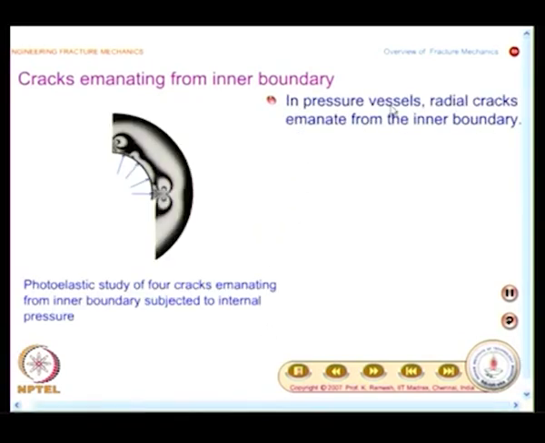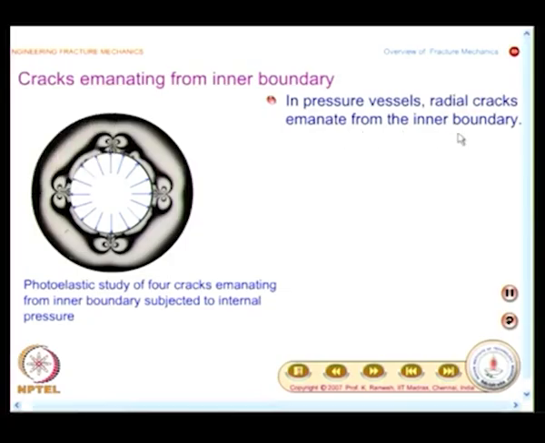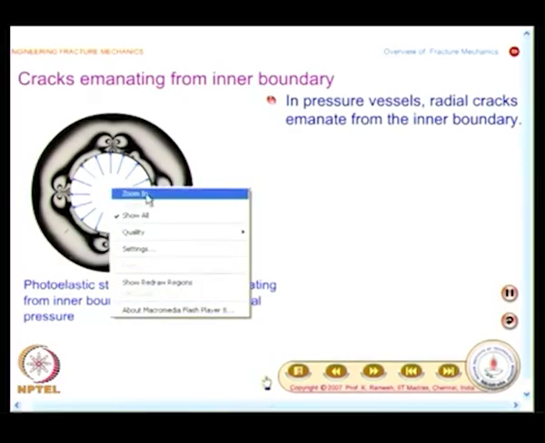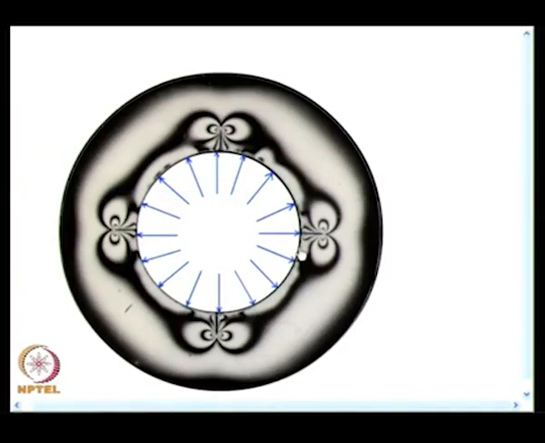So, in the case of pressure vessels, radial cracks can emanate from the inner boundary. Why? From your Lame's problem, you know that hoop stress is maximum at the inner boundary. So, there is a possibility of a crack developing at the inner boundary, and hoop stress diminishes when you go out. Okay. And by looking at this feature, what do you find? What is the kind of loading that exists at the crack tip? It is essentially mode 1, because you have symmetry about the crack axis. This is observation number 1.